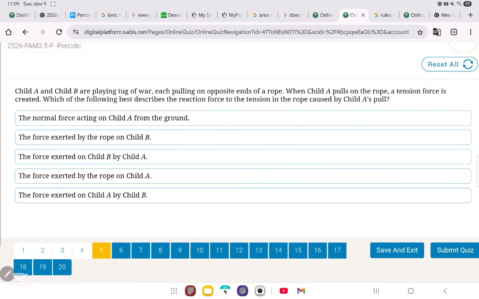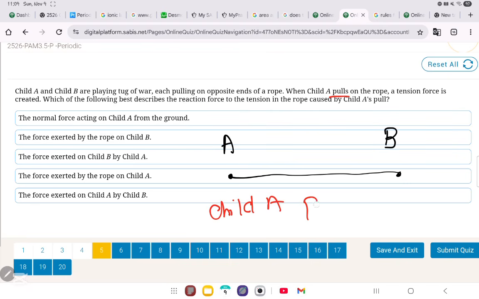In question number 5, we have child A and child B playing tug-of-war. So we have A and we have B, and they're playing tug-of-war, meaning there's an arrow in between them. Child A pulls on the rope. Pay attention to their statement, it's very important. Child A pulls on the rope, right? A tension force is created. So child A pulls on the rope, there's a tension force this way.